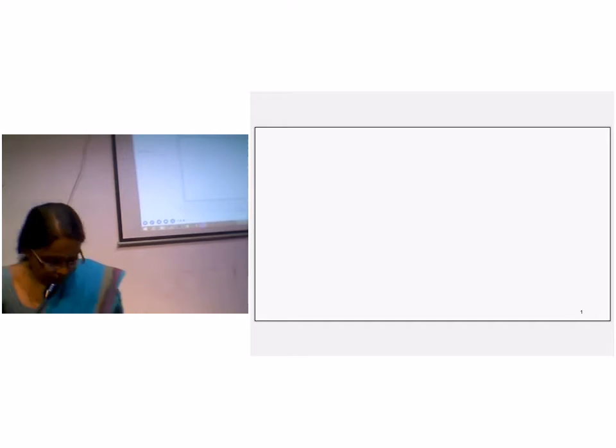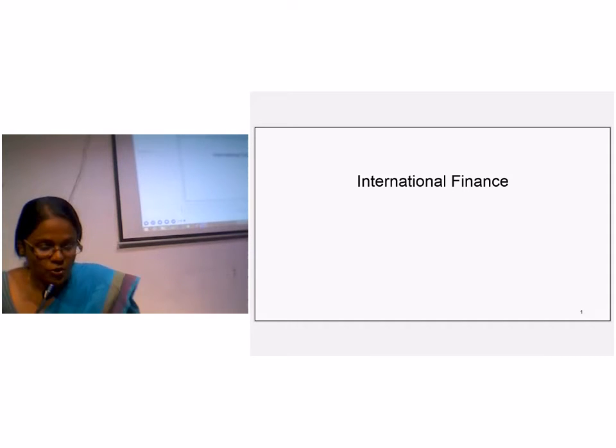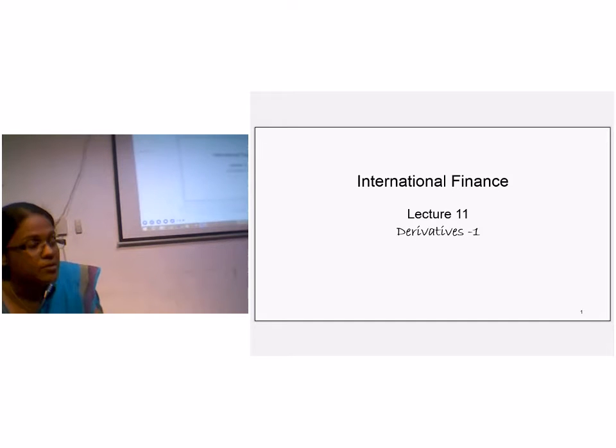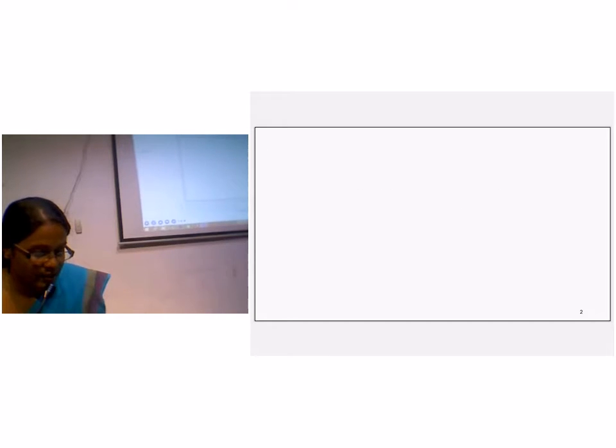Now, coming to today's topic, the topic is derivatives. I'll be conducting this topic over two sessions; next week you will have the second part of derivatives. We talked a little bit about this topic when discussing exchange rate exposure. In these two sessions, I'll be covering some theoretical aspects.